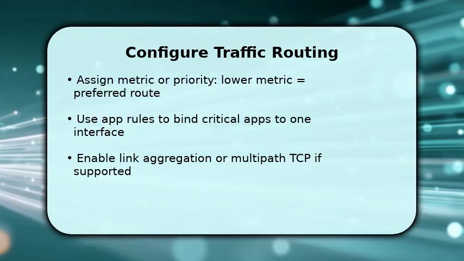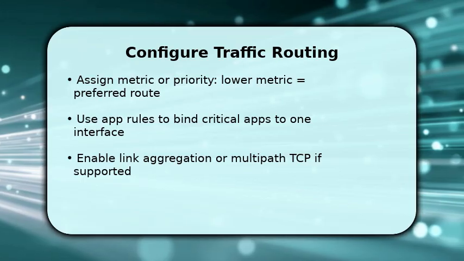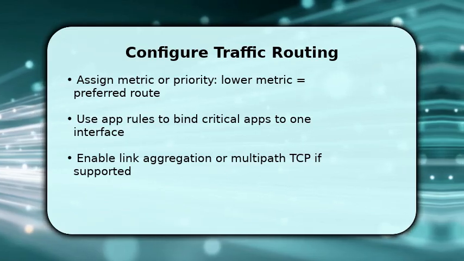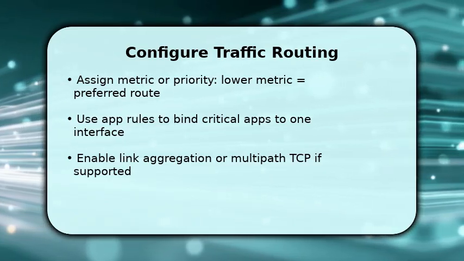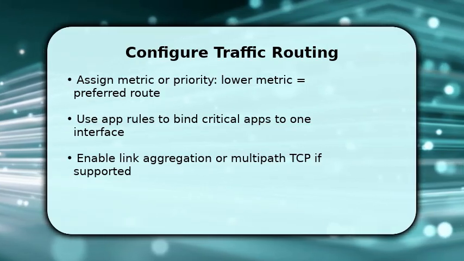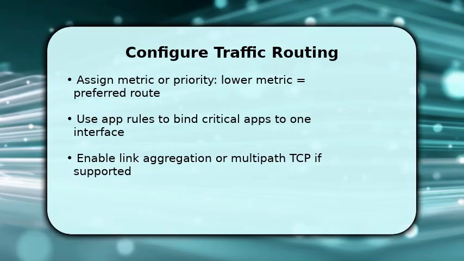Now configure how traffic flows so you get the benefit of both links. On Windows/macOS/Linux, set interface metrics or priorities. Lower metric means preferred route, so latency-sensitive apps use the faster link. Use a connection manager or per app binding to force streaming, VPN, or downloads to a specific interface.